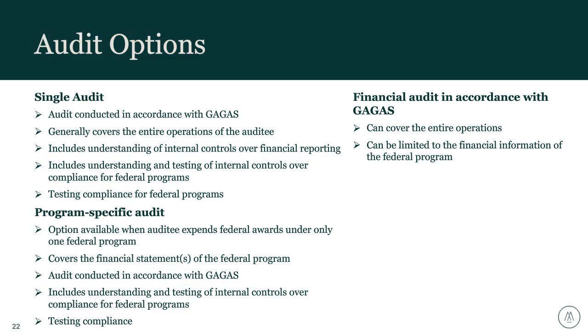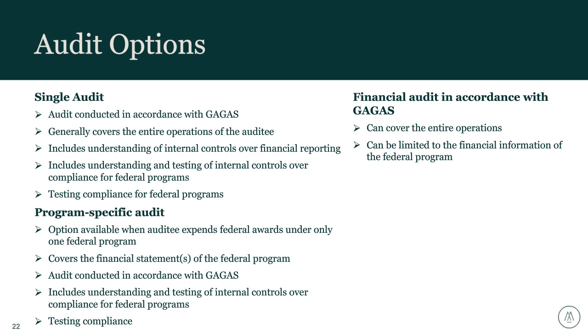So as I was saying earlier, what do these different audit options mean? For those on the call who have experience with single audit, have had several grants where you've been subject to this, this is going to look very familiar. Generally, the audit is conducted in accordance with government auditing standards. It generally covers the consolidated operations of the auditee. So if there's multiple subsidiaries or multiple locations, all of that's pulled together in one reporting package.